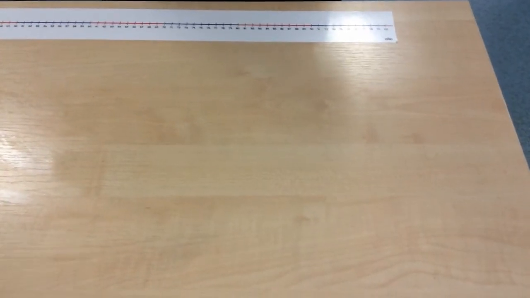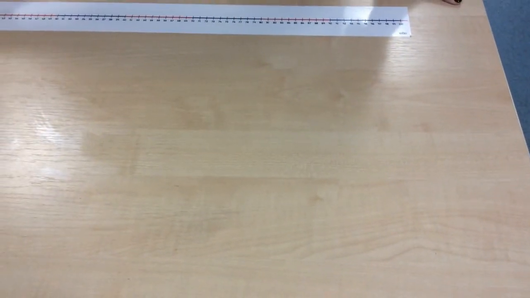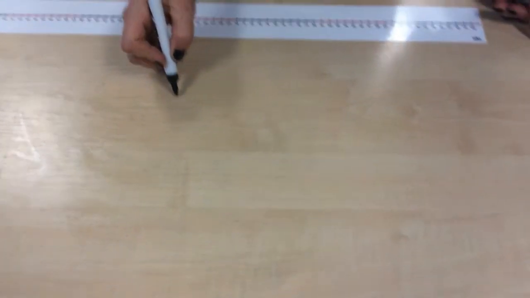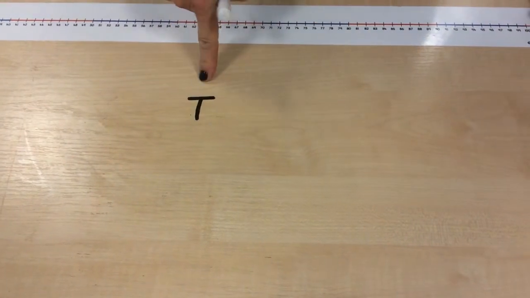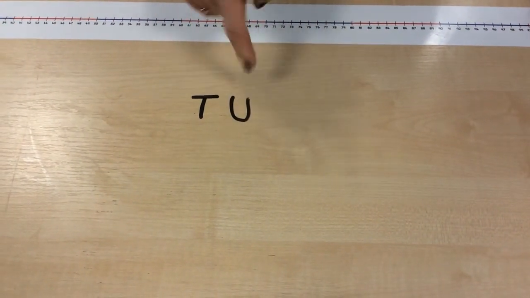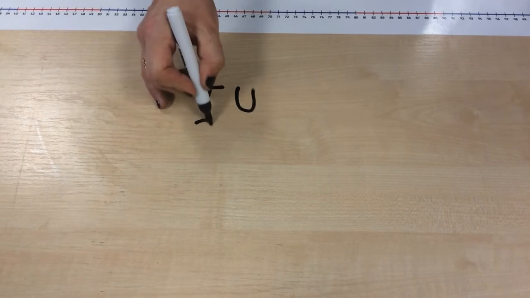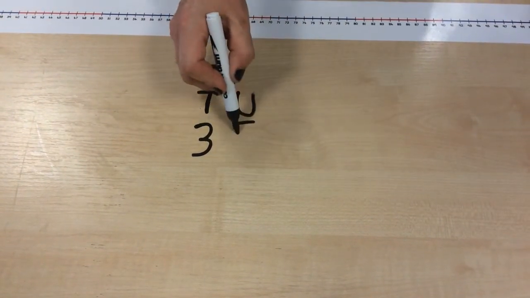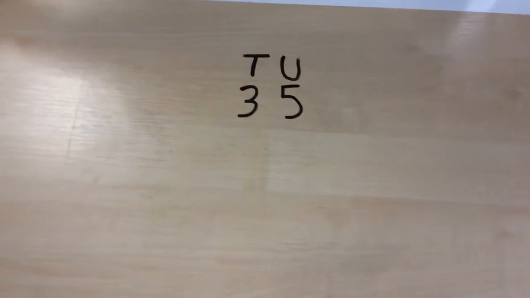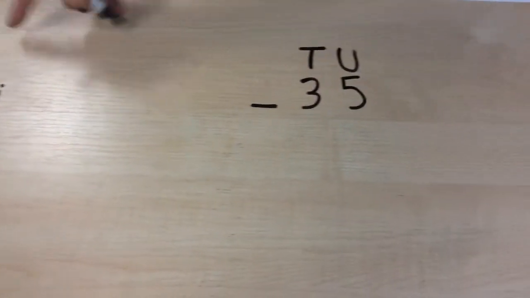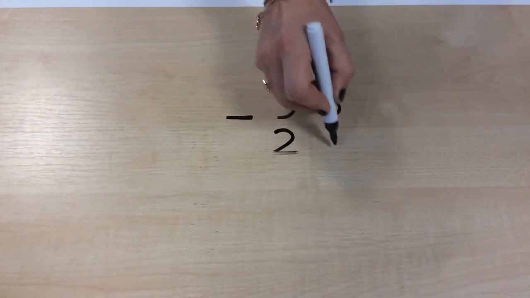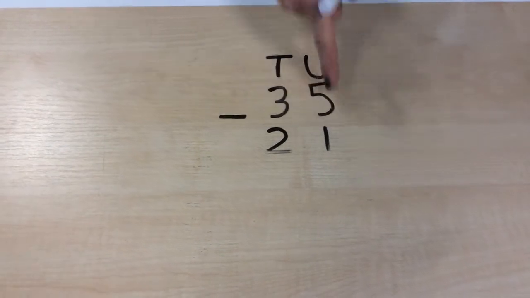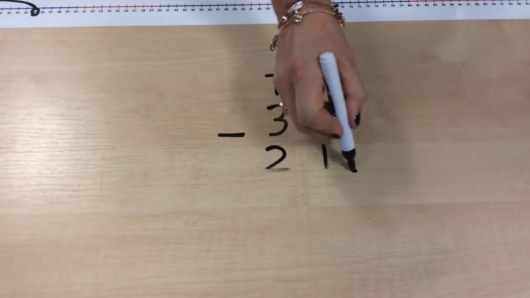Okay, another way that we can do this calculation is to use the column method. And it is what it says on the tin. It's in a column. So we have to make sure that we line everything up. We're going to line up under tens and under units. So I have 35 and then it's taking away 21. So making sure everything is lined up in the columns in the correct orders.